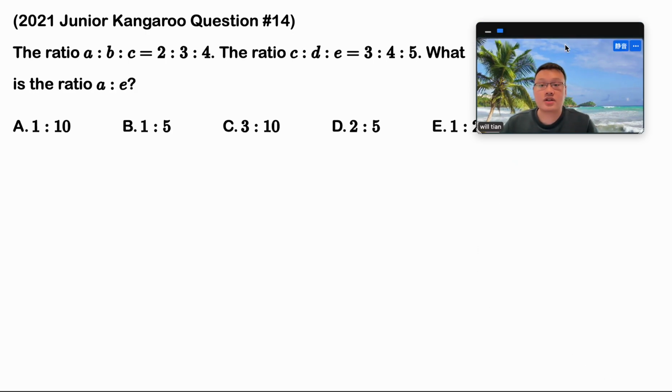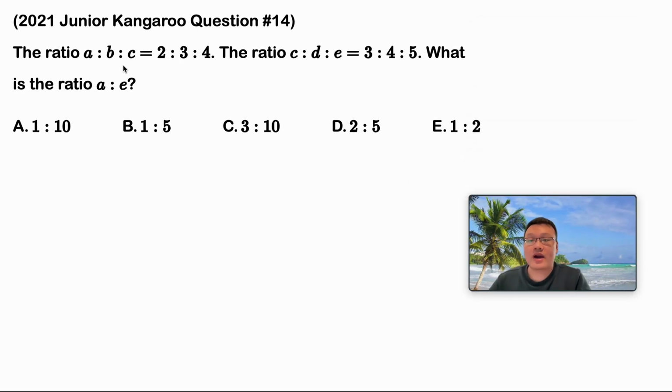And then next question, this is about ratios. The ratio A to B to C is 2 to 3 to 4. The ratio C to D to E is 3 to 4 to 5. What is the ratio of A to E? Basically, if you want to get A to E, you only need to use the ratio of A to C, which is 2 to 4. So we know that A to C is 2 to 4, which is 1 to 2.